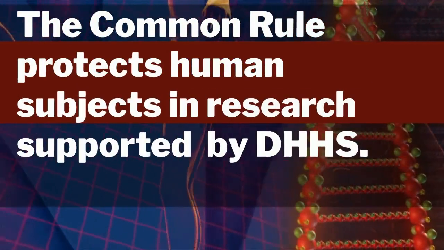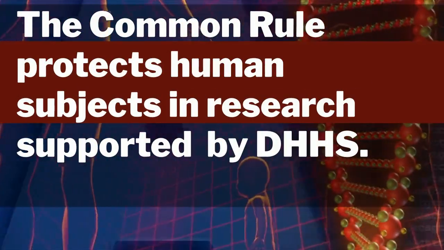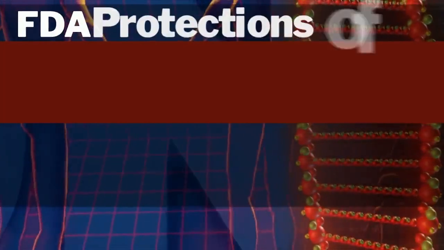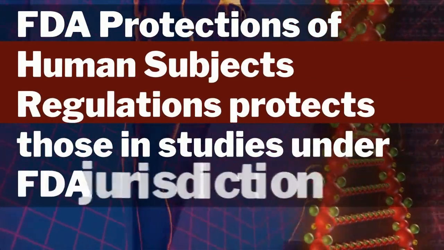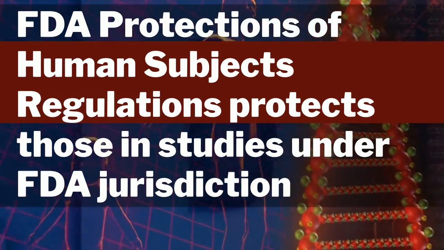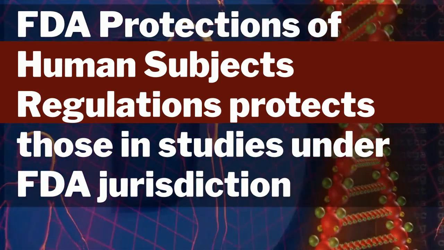The Common Rule is intended to protect the rights and welfare of human subjects involved in research conducted or supported by the Department of Health and Human Services. The FDA Protection of Human Subject regulations are intended to protect the rights, safety, and welfare of participants involved in studies subject to FDA jurisdiction.